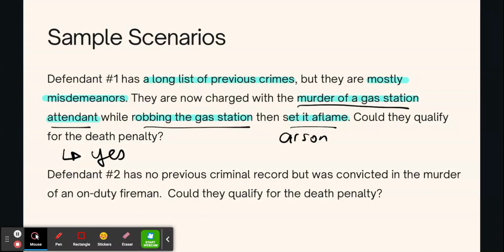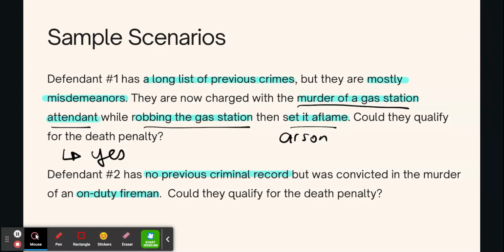Now, moving on to defendant number 2, a little bit of a different scenario. They have no previous criminal record, but were convicted in the murder of an on-duty fireman. Now, when we say on-duty, we mean they were actively working. So they would be identified as a fireman through their uniforms, the vehicles, and the actions they are doing. Could they qualify for the death penalty?